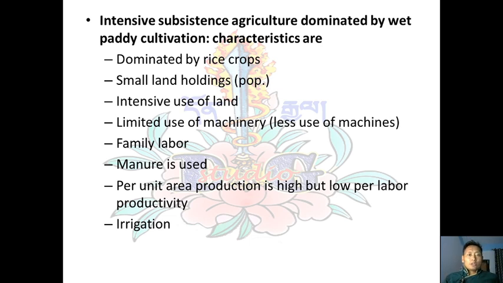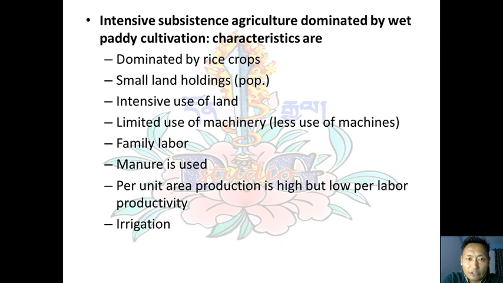So the following are the characteristics of intensive subsistence agriculture dominated by wet paddy cultivation. So the characteristics or features are, in this type of agriculture they are mostly cultivating rice crops. So here we have to understand what is meant by dominated. Dominated means mostly.